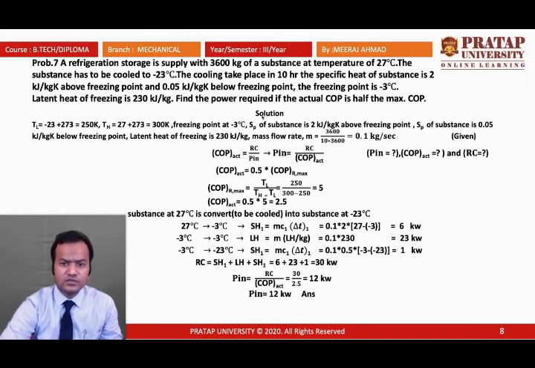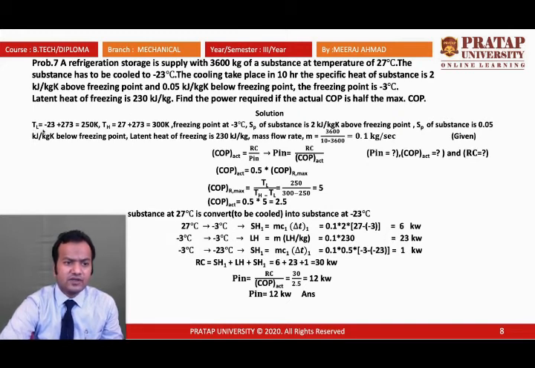Then move to the solution. First you look at what is given in the question. The question is saying that the substance at a temperature of 27 degrees Celsius you have to convert into minus 23 degrees Celsius. And in between, the freezing point is minus 3 degrees Celsius. So first the substance is cooled to minus 3 degrees Celsius. After that the phase changes, it freezes, and then it is cooled to minus 23 degrees Celsius.